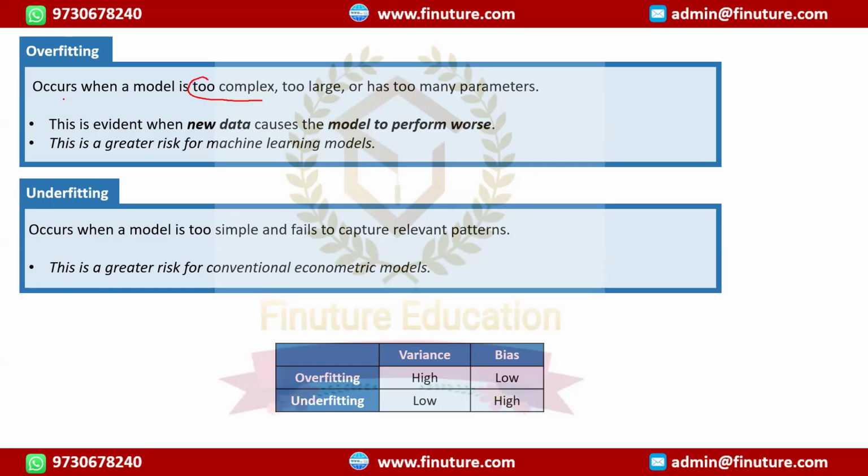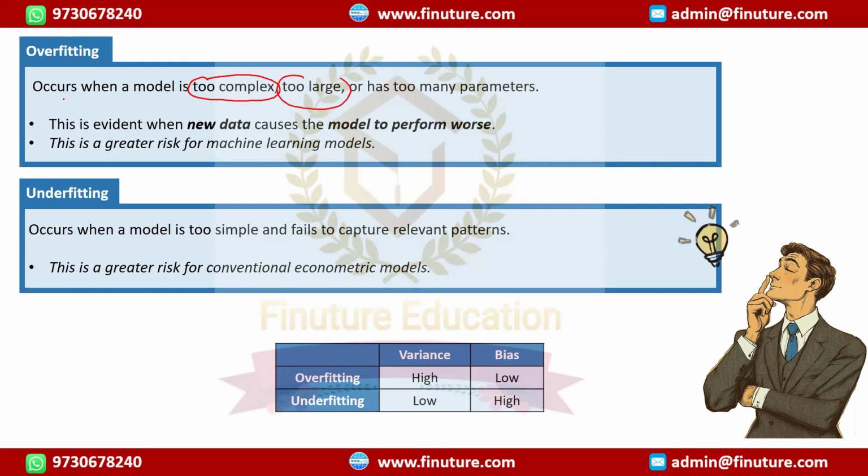You fit your data very closely by using some complex model, and it's too large because you're trying to fit each and every point in your data set, and it has too many parameters because you have to go to higher degree polynomials to fit your data. This is evident when new data causes the model to perform worse. So if you apply new data, or even if you change the trained data, your model will not perform well, or even on tested data. This is a greater risk when you talk about machine learning models.